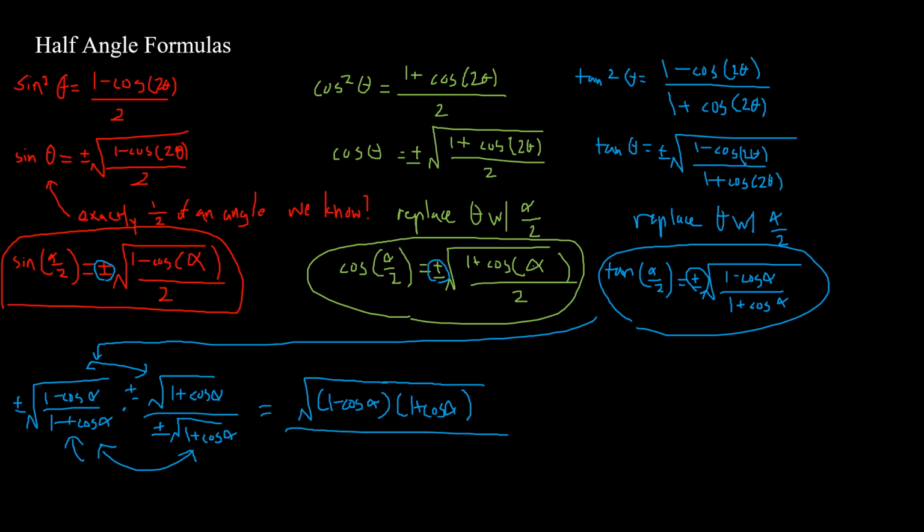of 1 minus cosine alpha, 1 plus cosine alpha, over, again, the signs are going to cancel out, 1 plus cosine alpha squared, because we're multiplying cosine alpha by itself here. Well, the square root and the exponent are going to cancel out, so this is really going to be equal to 1 plus cosine alpha.